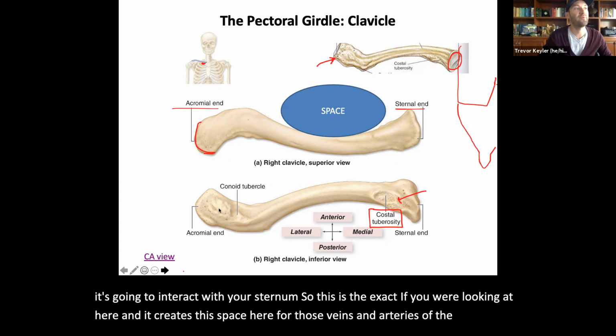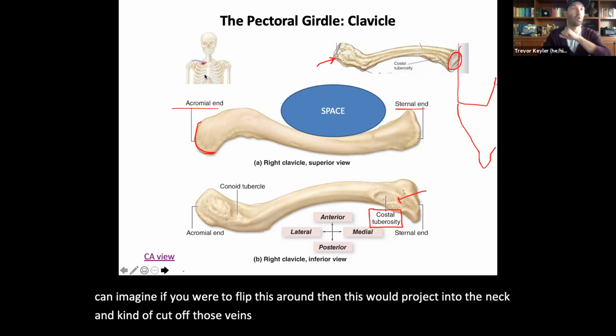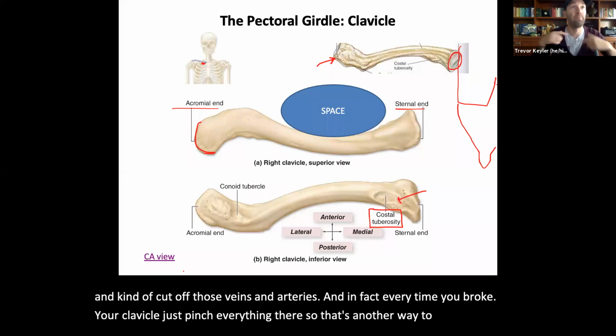You can imagine if you were to flip this around, then this would project into the neck and cut off those veins and arteries. And in fact, every time you broke your clavicle, it would just pinch everything there. So that's another way to help you orient. You've got to have it bowed outward.